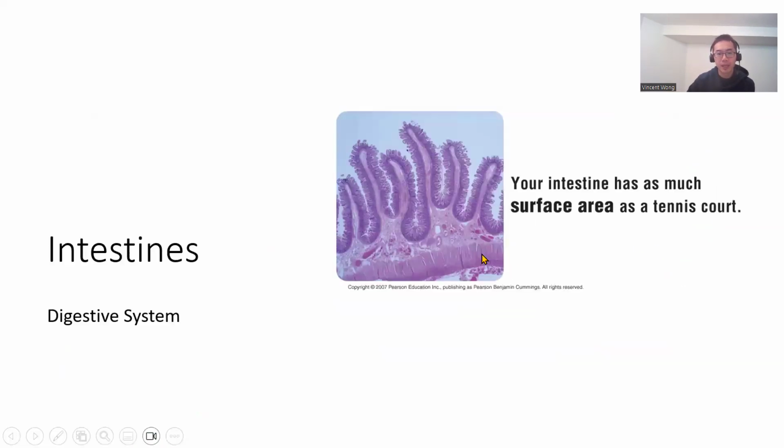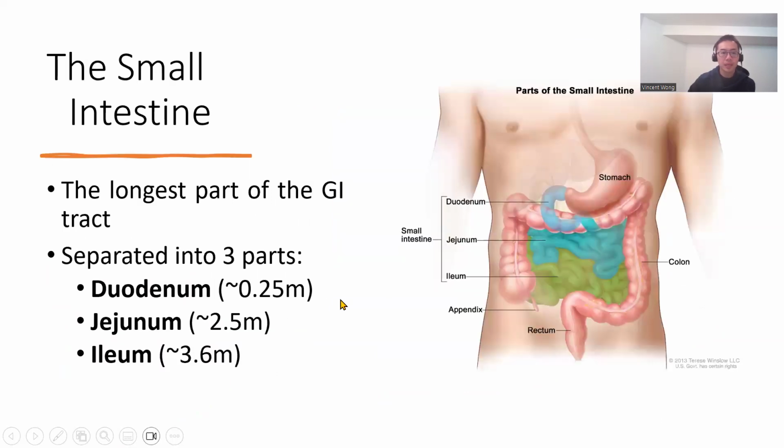Okay, moving on. Now we're going to go to the intestines. We're almost there. The small intestine, as I said, is the longest part of the GI tract, separated into the duodenum, jejunum, and ileum. We already labeled it in our diagram. You can see immediately after the stomach is the duodenum, and it goes behind the transverse colon, and then we have the jejunum and the ileum.